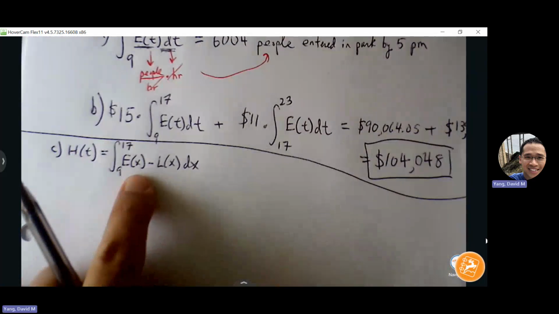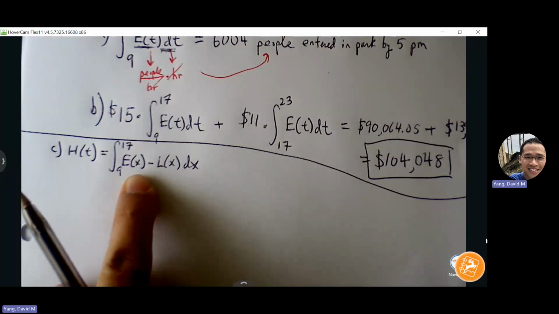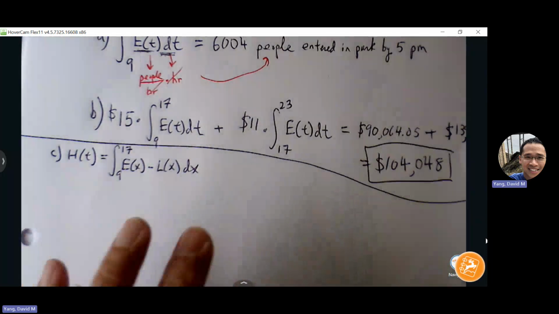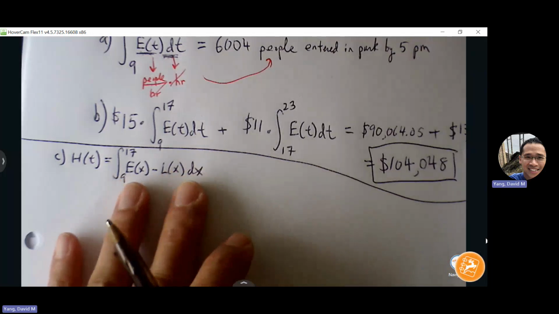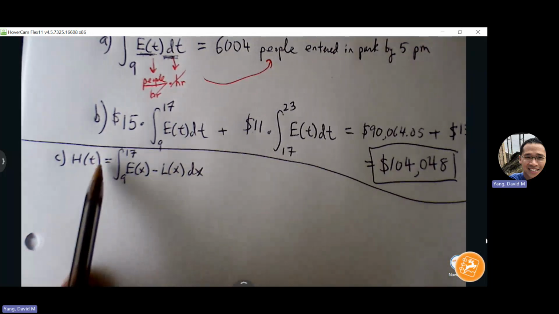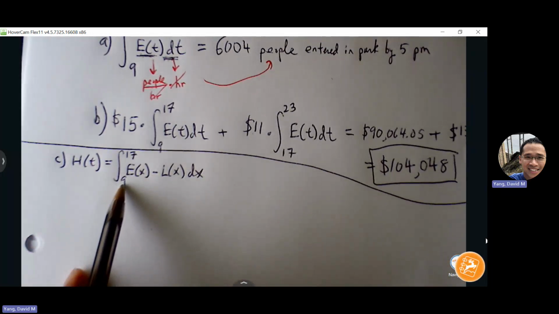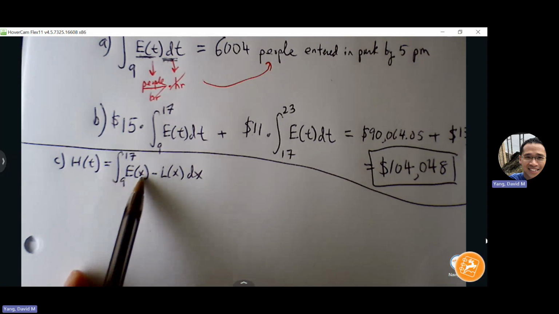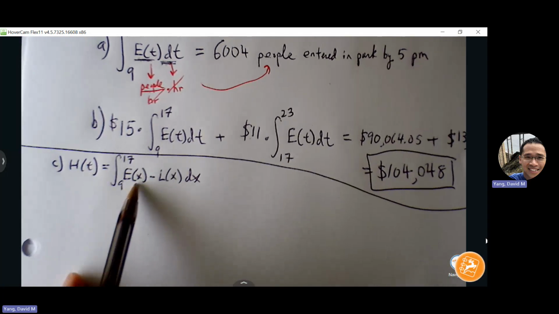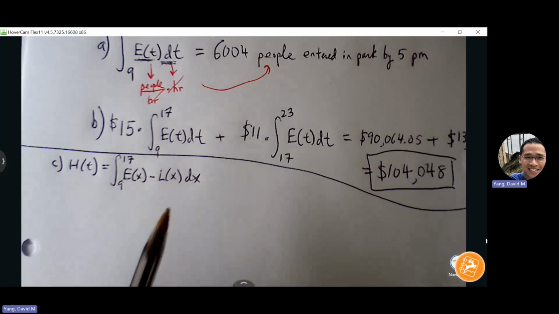Now notice the variable has changed. It went from t to x, but it represents the same function. It's just that we need this to be inserted into a different variable, so that's why it's changed into x.